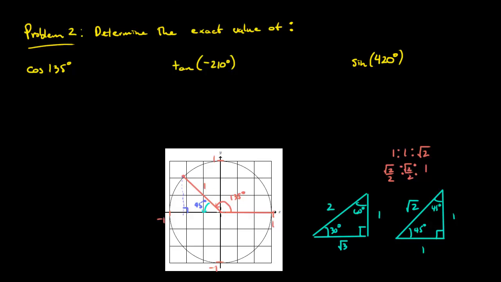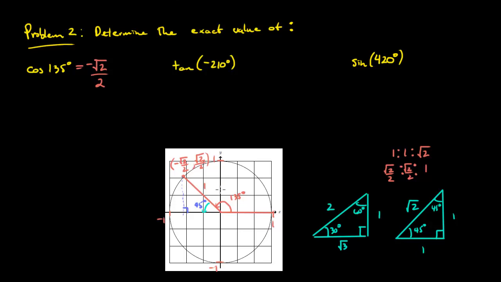So what that does is it tells me the x and the y coordinates here. So I know that the x coordinate is negative in this quadrant. So this point right here is negative root 2 over 2. The y coordinate is positive, so the y coordinate is positive root 2 over 2. So if I want the cosine, the ratio is the x value divided by the radius. Now the x value in this quadrant is minus root 2 over 2, and the radius is just 1, so I've just got minus root 2 over 2 divided by 1.